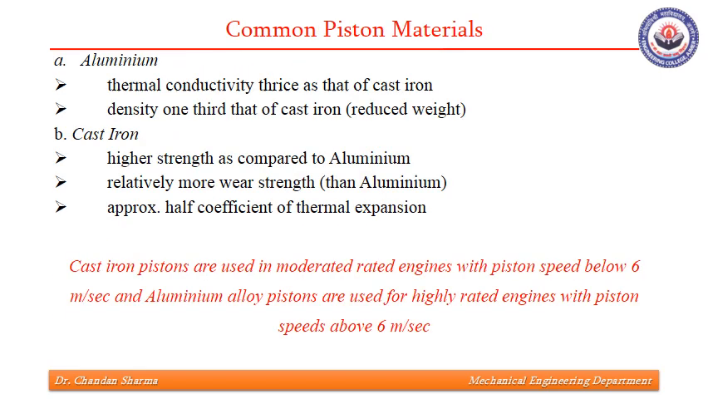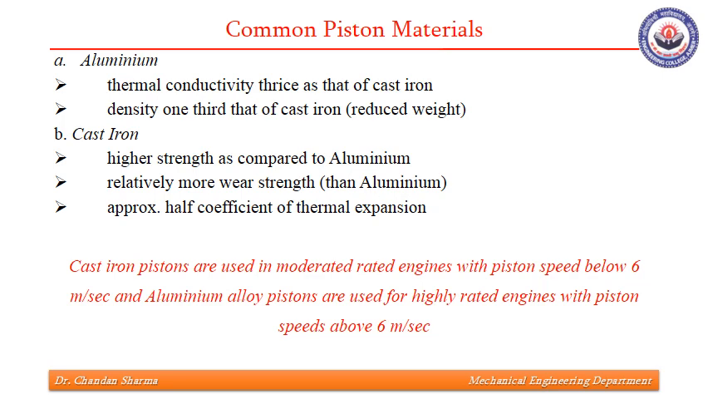If we talk about common piston materials, aluminum is widely used as a piston material. Primary reason being its thermal conductivity, which is a basic requirement, is thrice as that of other material, which is cast iron. Second advantage of using aluminum as piston material is its density is 1/3 of that of cast iron. That means reduced weight that will help in countering inertia forces.